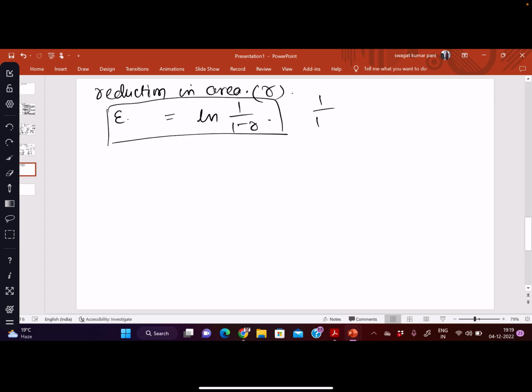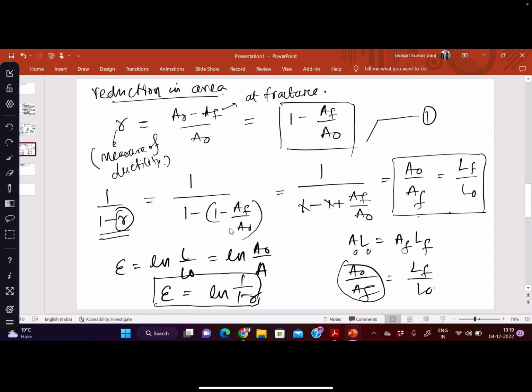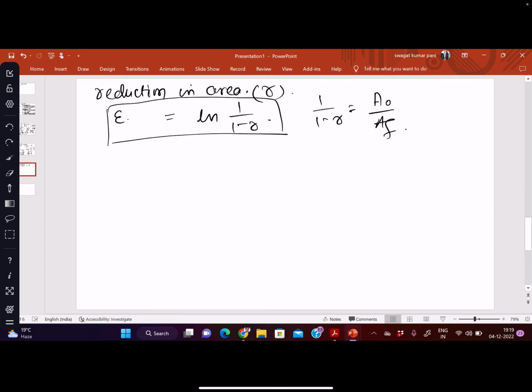Because 1 by 1 minus R, we saw, equals A0 by AF, which is nothing but LF by L0. So true strain equals ln LF by L0. If R is given, you can directly calculate the true strain from this. You don't have to calculate A0, then AF, then go through all those steps.